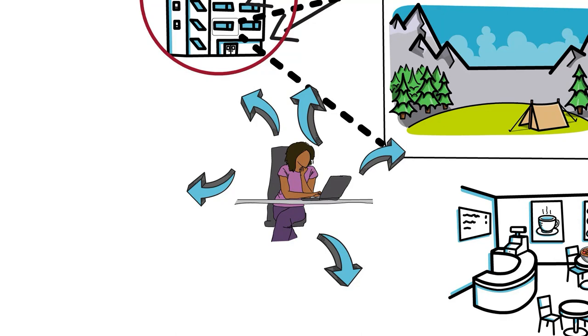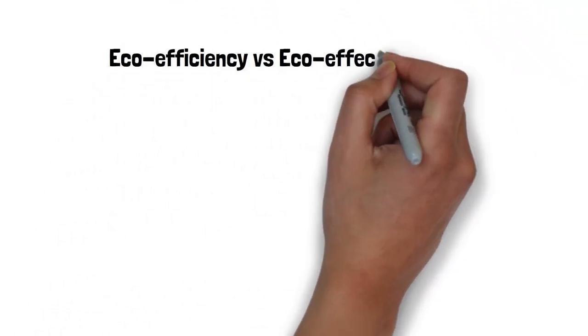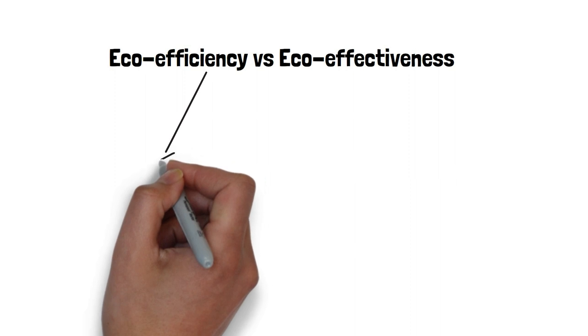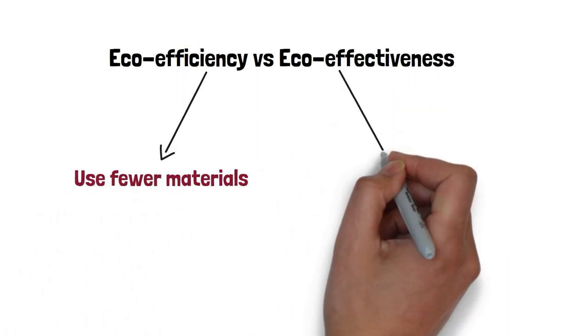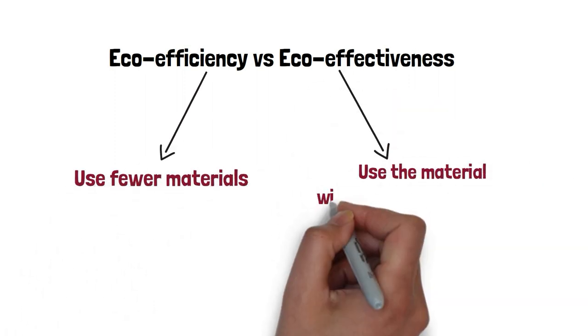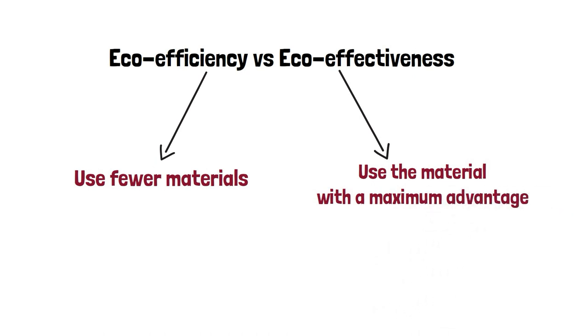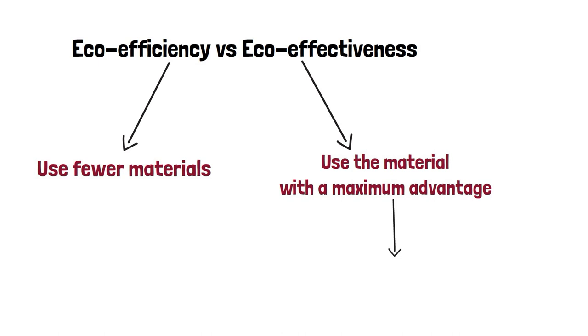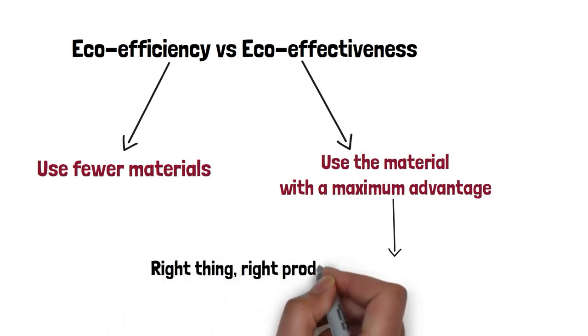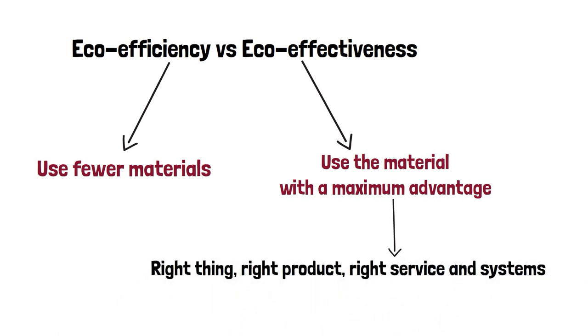These buildings represent only the beginnings of eco-effective design. And this is the difference between eco-efficiency and eco-effectiveness. Eco-efficiency tells us to use fewer materials, but eco-effectiveness tells us to use the material with the maximum advantage so that we have benefits in the long run. The concept of eco-effectiveness means working on the right things, on the right products, services, and systems, instead of making the wrong things less bad.